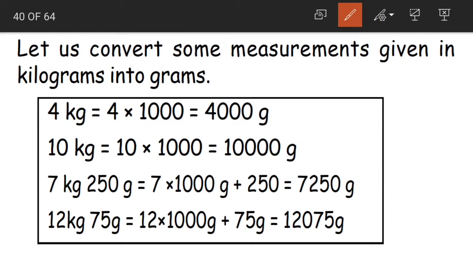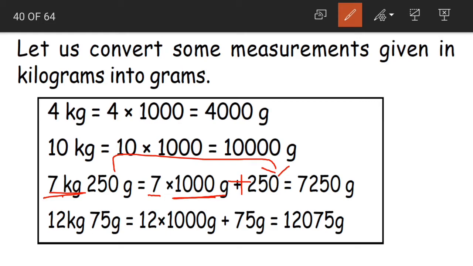Coming to the example 3, 7 kgs and 250 grams. Yes children, we've already done a similar problem while converting kilometers into meters. Suppose this was 7 kilometers and 250 meters. What did you do? You kept the 250 meters as it is, and only this 7 kilometers we multiplied by 1000. Yes, in the same way even here these 7 kgs. So 7 has to be multiplied by 1000 grams plus our 250 grams is written as it is. Why?